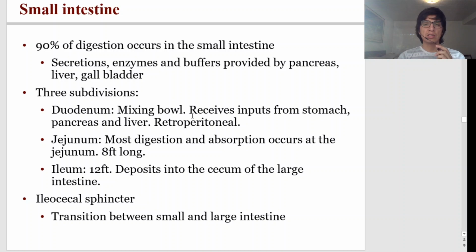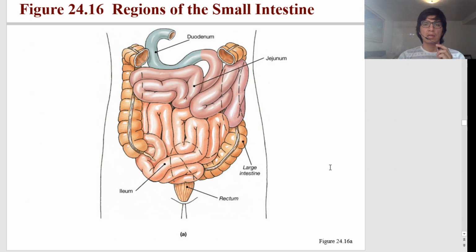The duodenum can be considered the mixing bulb, and this is because it receives inputs from the stomach, pancreas, liver, and gallbladder. We mentioned that this portion was retroperitoneal. Eventually, once the chyme makes it through the small intestine, it reaches the large intestine through the ileocecal sphincter. Here we have a view of the small intestine, the duodenum, the jejunum, and here we have the ileum leading into the cecum of the large intestine.